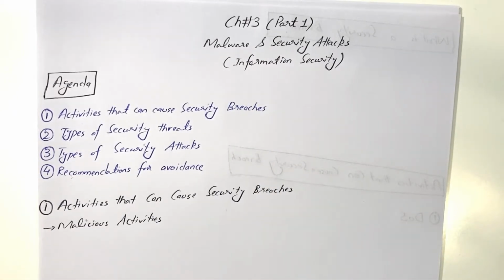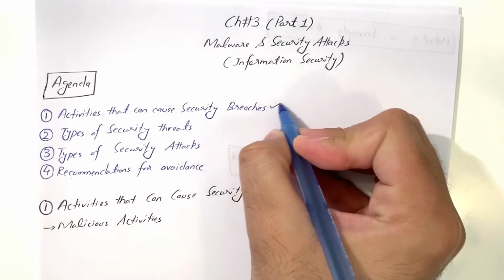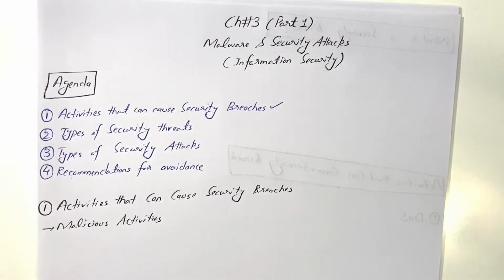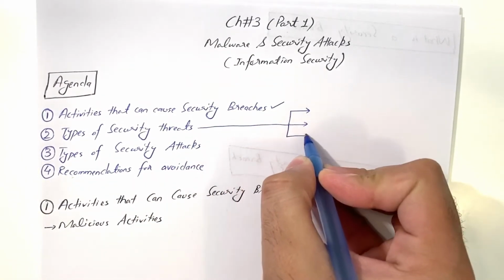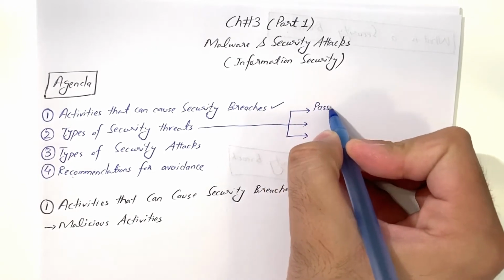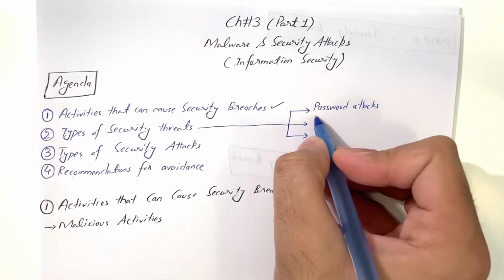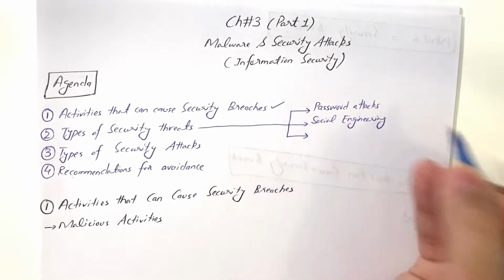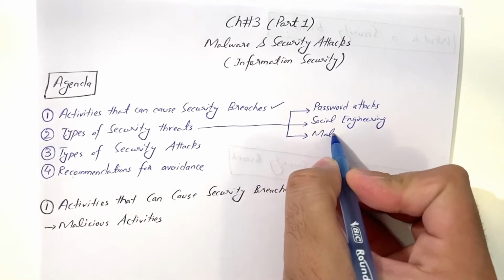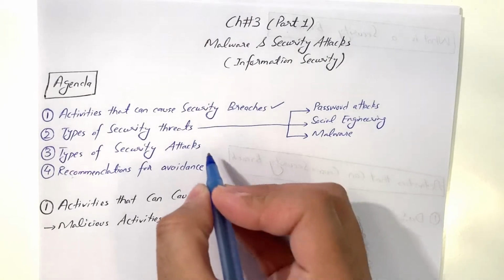So we have 4 main agenda items in this chapter, starting with activities that can cause security breaches, and this is the main topic that we're gonna discuss today. Other than that, we will also discuss types of security threats, and mainly there are 3 main types of security threats that we will talk about. Firstly, we will be discussing the password attacks in the security threats. Then we will be discussing some social engineering threats or attacks, in fact. And we will also discuss malware, and we will discuss the different types of malware as well in the second agenda item.